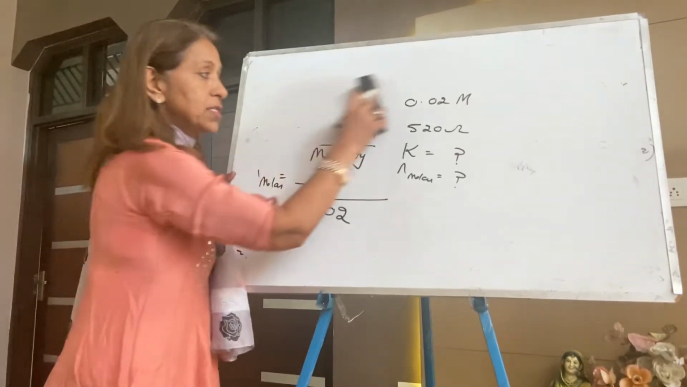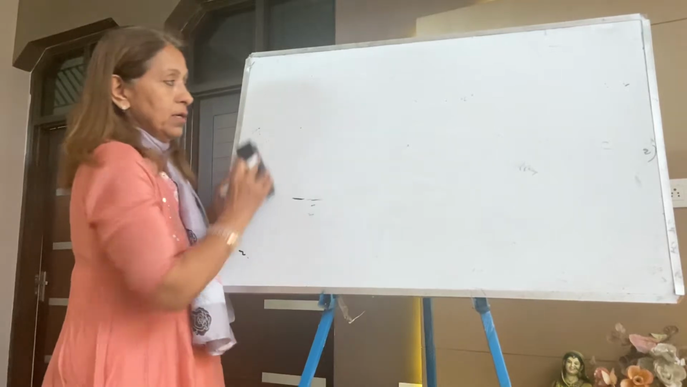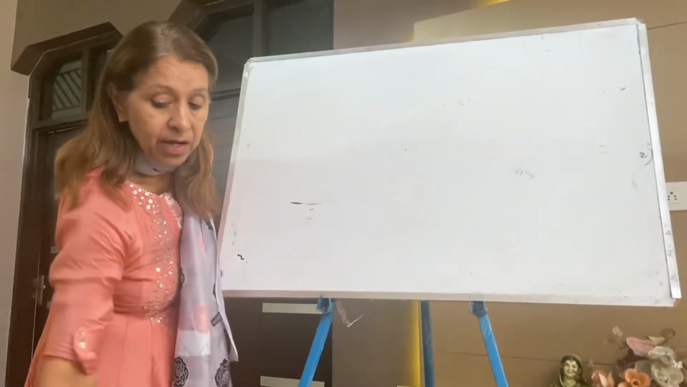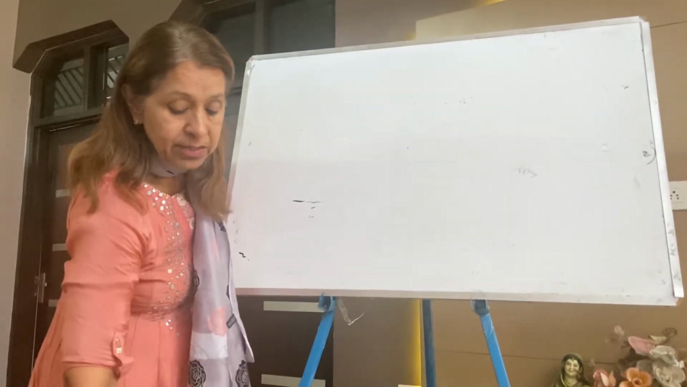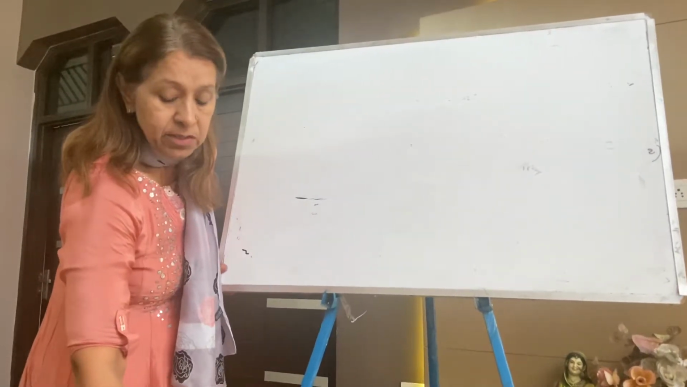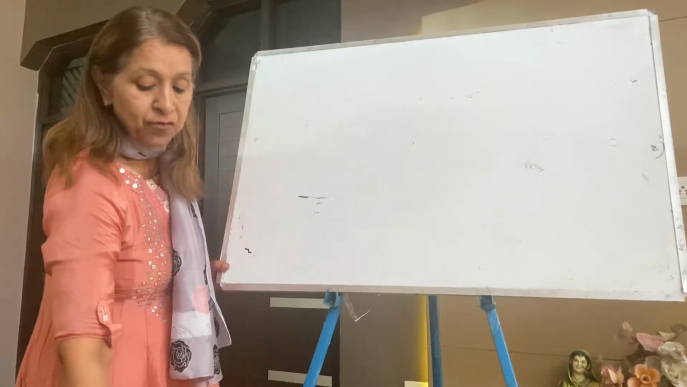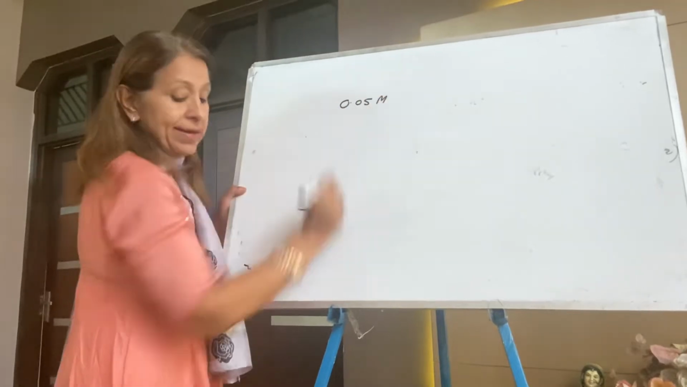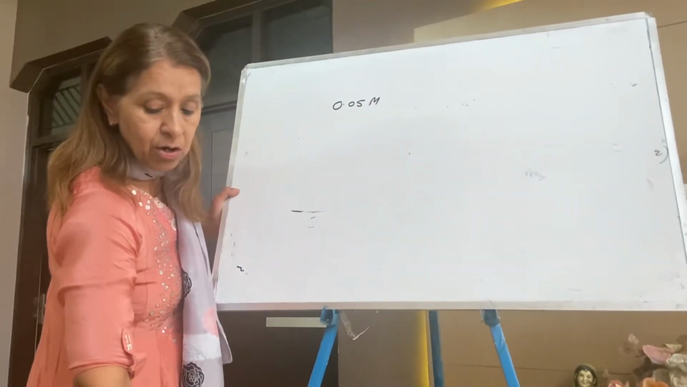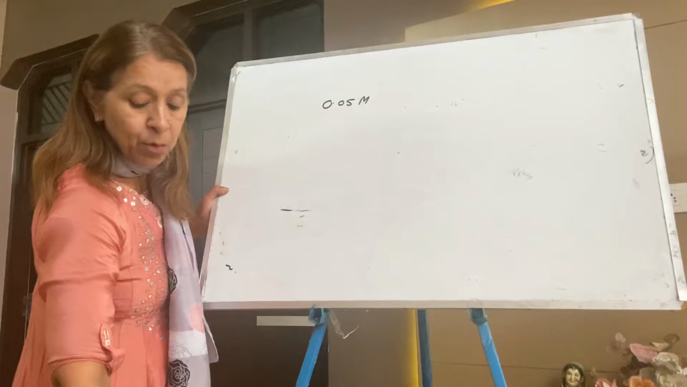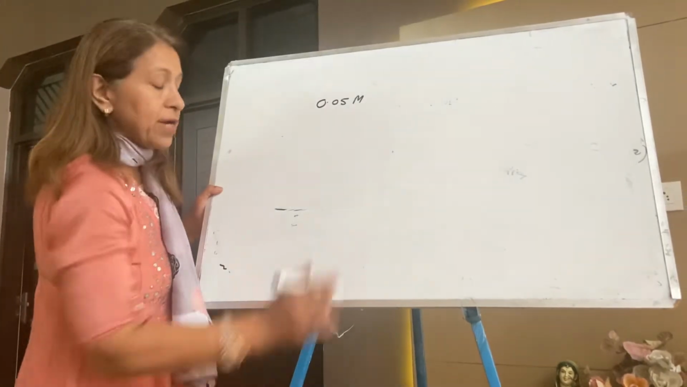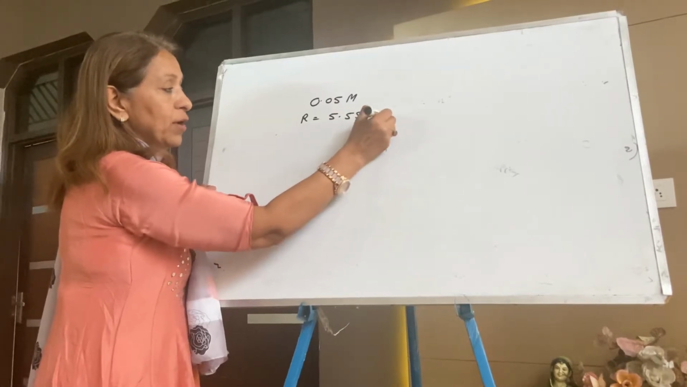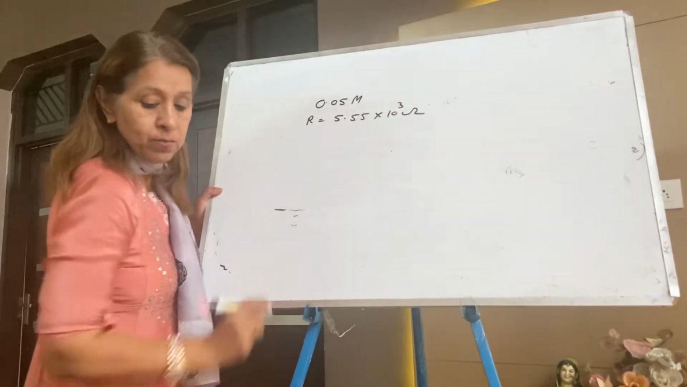Now I am taking the same type of numerical. Next, you can take the next example. Again, it is a very important example. Example number 5. The resistance of 0.05 mole per liter solution is 5.55 into 10 raised to power 3 ohms.